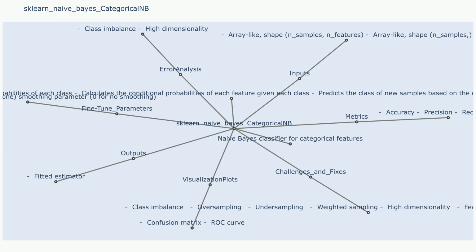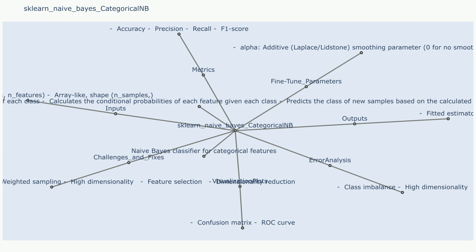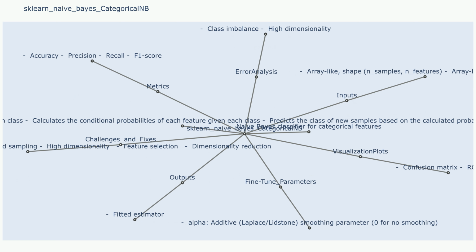Inputs: X, a 2D array of shape n_samples, n_features representing the training data, where each row corresponds to a sample and each column represents a categorical feature. y, a 1D array of shape n_samples, representing the target class labels for the training data. Outputs: self, the fitted CategoricalNB estimator.